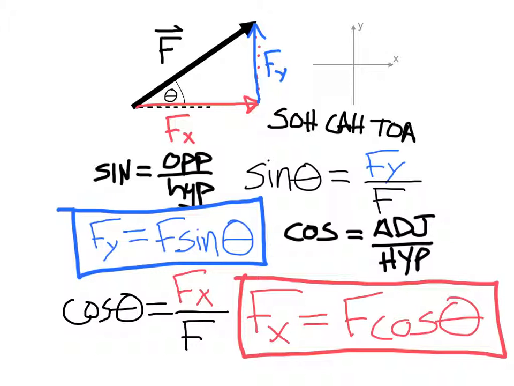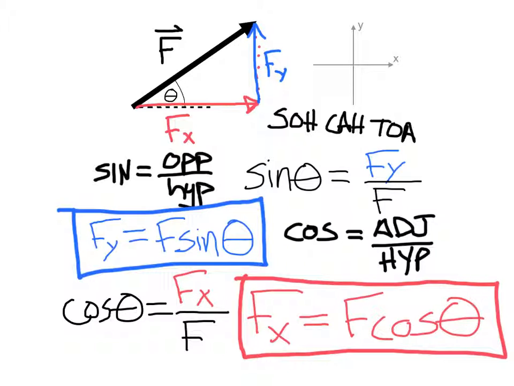Now we can't guarantee that this will always be true. That means we can't guarantee that fx will always be cosine, and fy will always be sine, but we do know that the adjacent side to whatever angle you have will always be cosine. So if you have your angle here, the adjacent side is always cosine. If the angle location changes, that will change. And the opposite side is always sine.